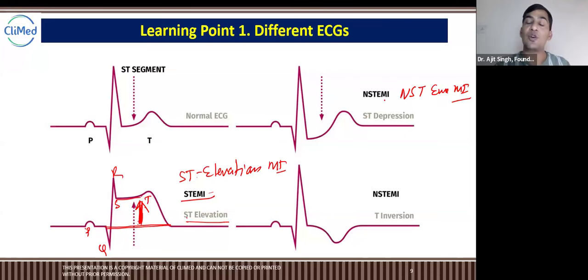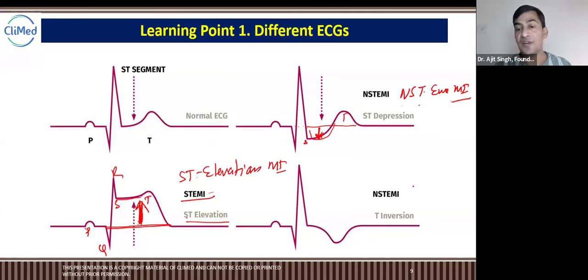And why is this non-STEMI? Because there is no ST elevation, but there is ST depression. Look at this: S is here, T is here. ST must follow the baseline, but here ST is depressed, going downward. Understand? So that is not elevation. This is non-ST elevation MI.